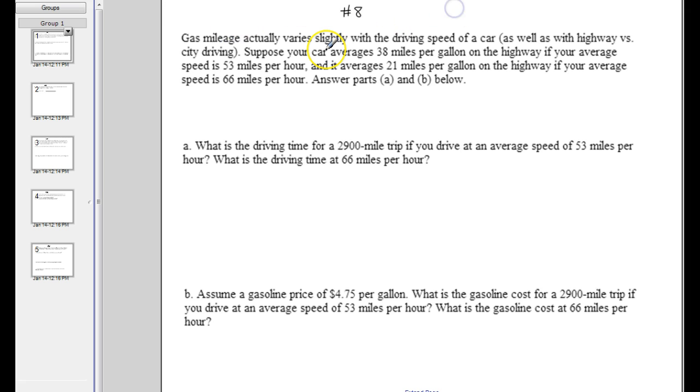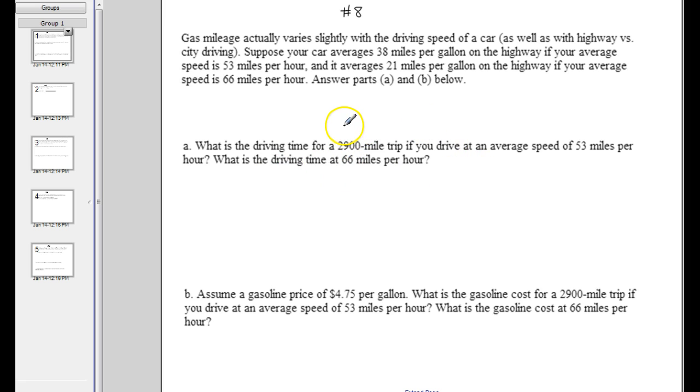And what we're being told here is gas mileage varies slightly when we change the speed of the car. Suppose your car averages 38 miles per gallon on the highway if your speed is 53 miles per hour, and it averages 21 miles per gallon on the highway if your speed is 66 miles per hour. So going faster changes the miles per gallon pretty significantly. What's the driving time for a 2,900 mile trip at each average speed?